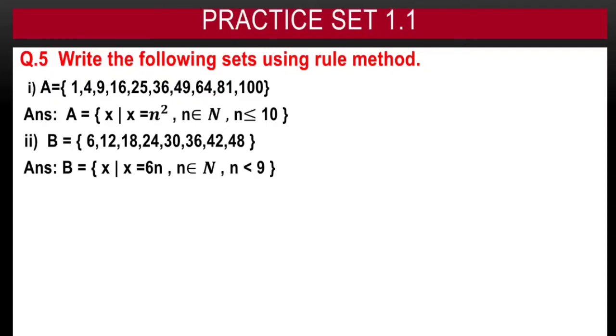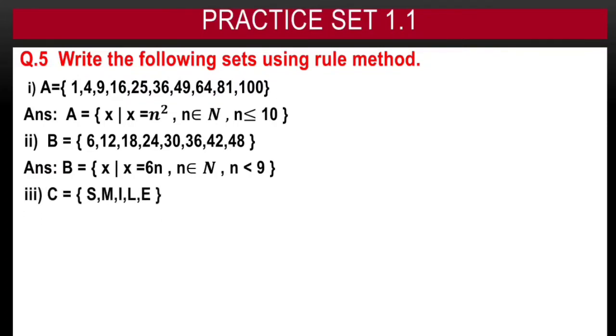So therefore n belongs to natural numbers. But n is less than 9. Less than 9 means up to 8. It means you have to put the values of n as 1, 2, 3, 4, 5, 6, 7, 8. If you put all these values in n, you will get all the numbers from set B, that is 6, 12, 18, 24, 30, 36, 42 and 48.